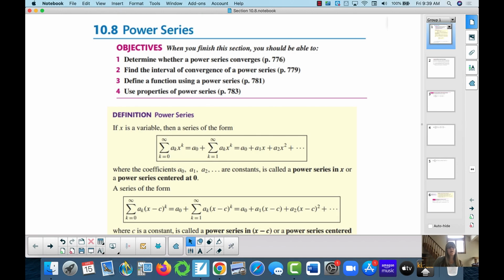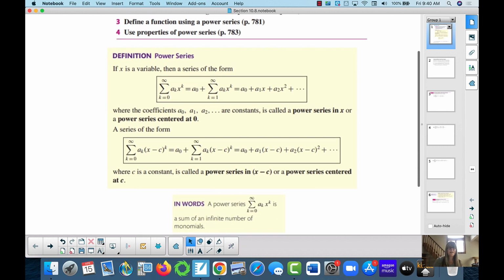In this section, we're going to go over what a power series is, how to find the radius and the interval of convergence for a power series, how to define a function as a power series, and then we're going to look at different properties of power series so that we can define other functions that are related to functions. We can define them as power series also.